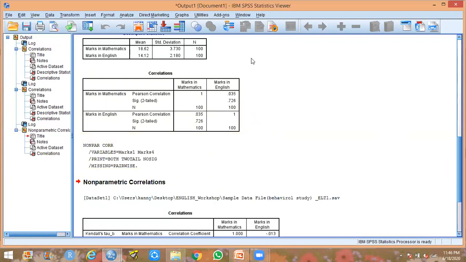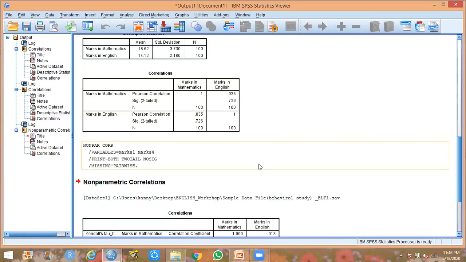You can even extend this to multiple variables also. Instead of taking marks in mathematics and marks in English, you can take marks in physical science, marks in social science, marks in some other subjects also. This is the way to test the relationship between the variables.